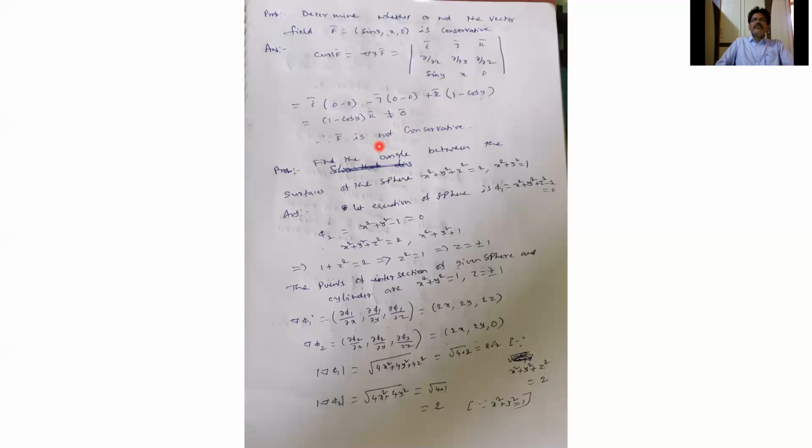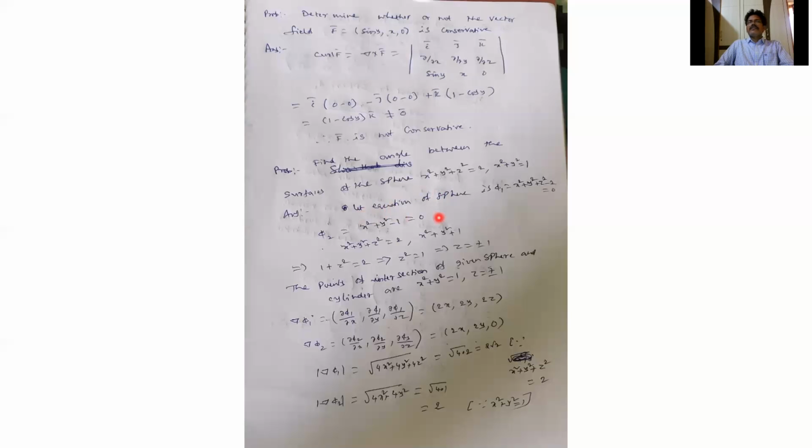So next, find the angle between the surfaces of the sphere x square plus y square plus z square equals 2 and the cylinder x square plus y square equals 1, where they intersect. Your question is to find the angle between the surfaces where they intersect.